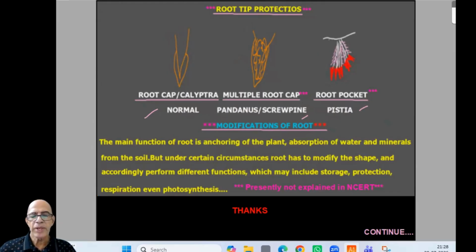Now, modification of root. Modification is not discussed in detail in the present NCERT, but just mentioned. The main functions of root are anchoring the plant and absorption of water and minerals from the soil. But under certain circumstances, root has to modify its shape and accordingly perform different functions, which may include storage, protection, respiration, photosynthesis.